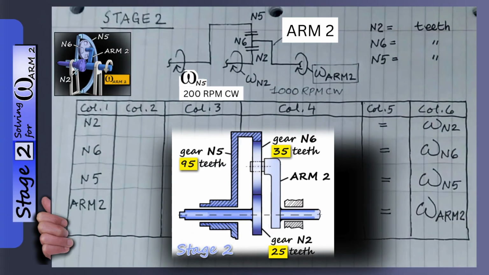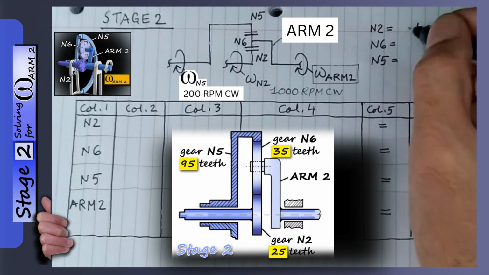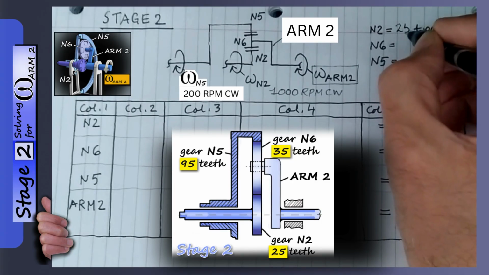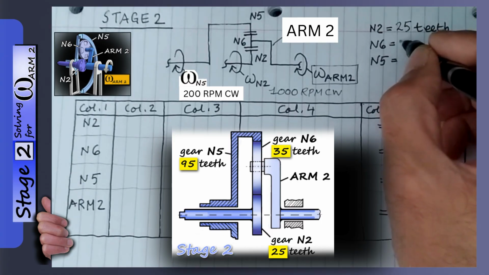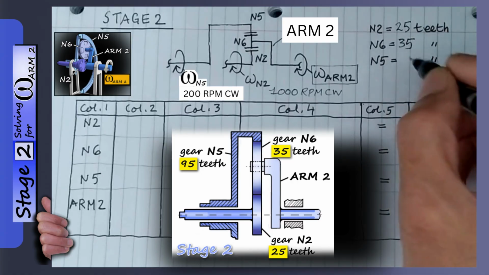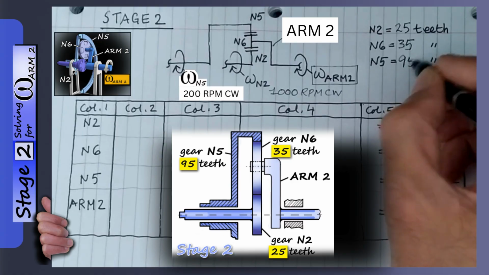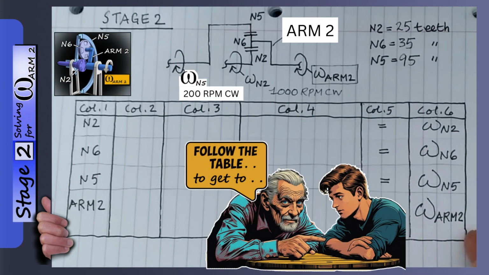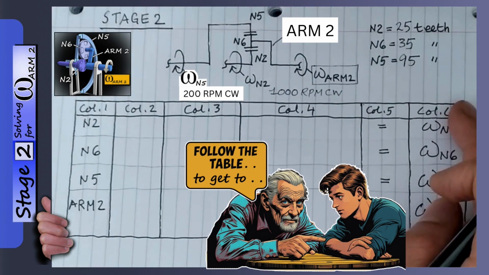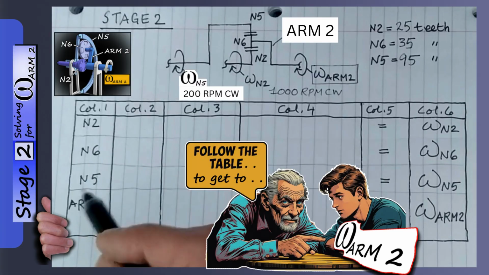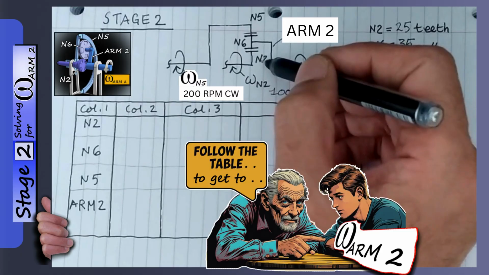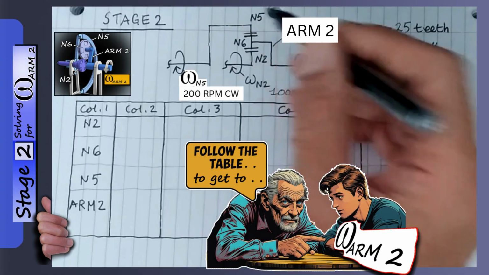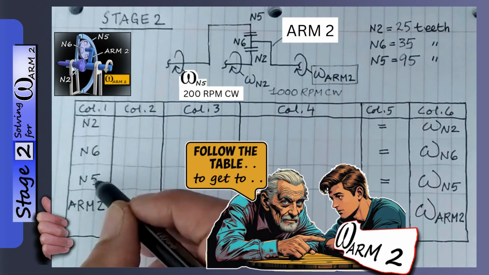So very quickly we will note down the number of teeth. We will need these for column 3. N2 is 25 teeth. N6 is 35 teeth. And N5 is 95 teeth. Now you will notice that I've already drawn out the table. It will have 6 columns as before, and the number of rows is exactly equal to the number of elements we have in the drivetrain. So we have 1, 2, 3, 4 rows.